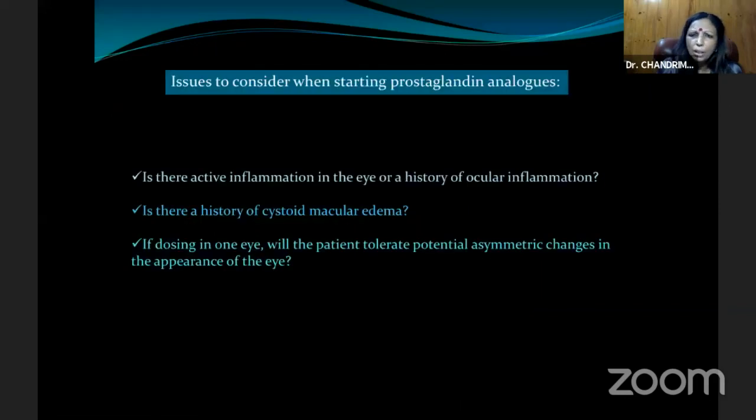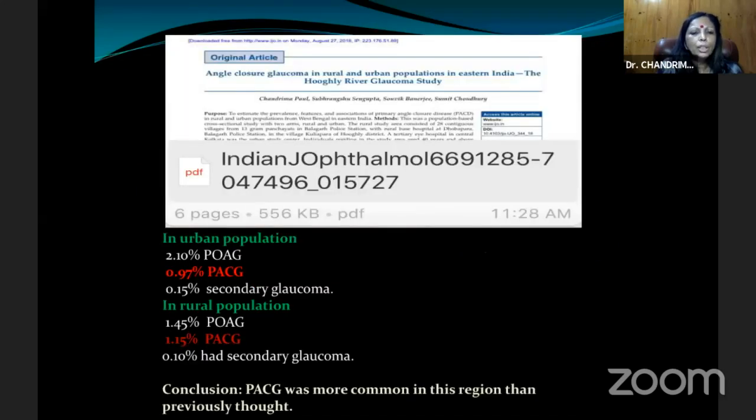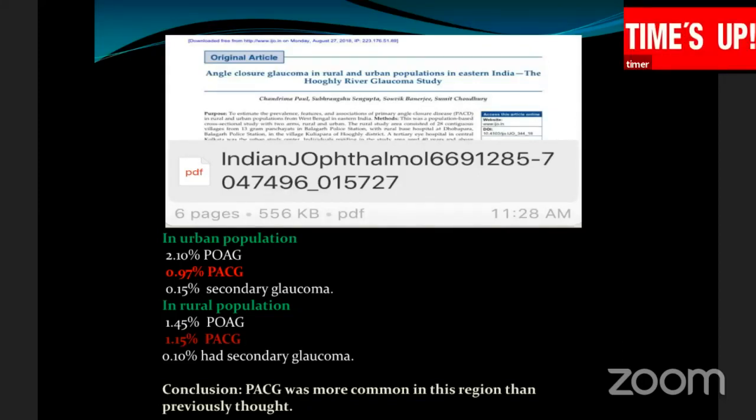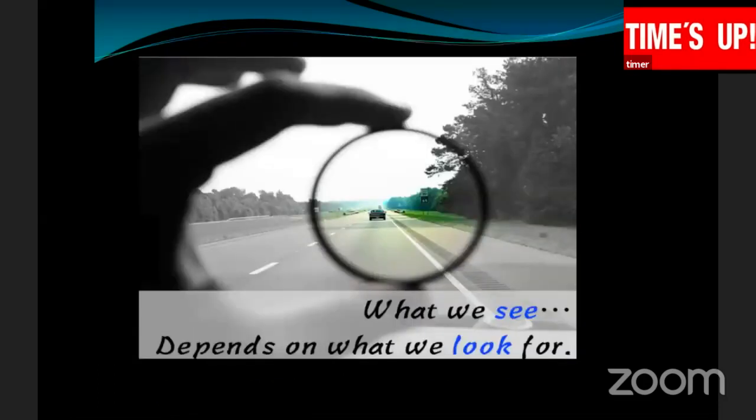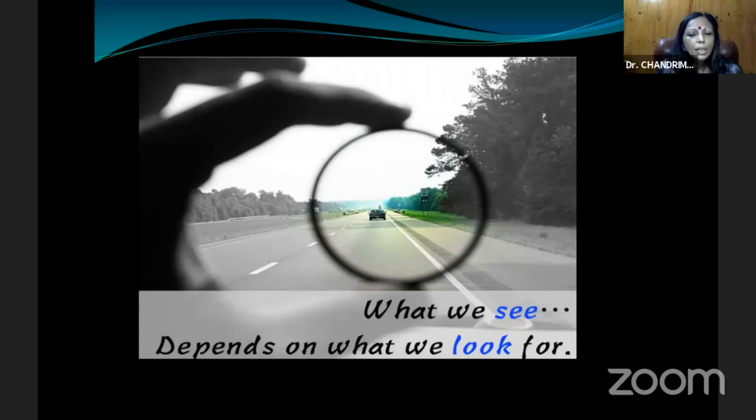So issues to consider when starting a prostaglandin analog: we need to take a history of any active inflammation or a history of cystoid macular edema. And if you're putting it in one eye, you have to tolerate the potential asymmetric changes that happen. And that's actually an article which we published just to show that angle closure is almost as common as primary open angle glaucoma. And that's the reason. So what we see depends on what we look for. Thank you very much.